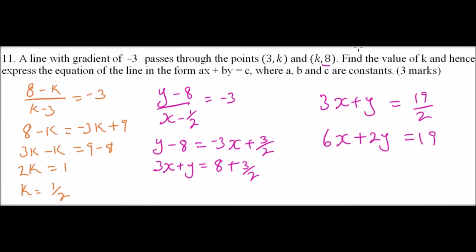And thus we have managed to express our equation in this format now, where a is 6, b is 2, and c is equal to 19. So that's how you work out that, and you get yourself 3 marks.